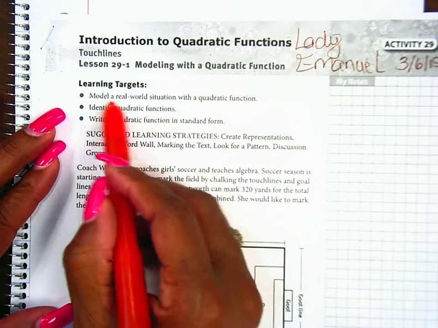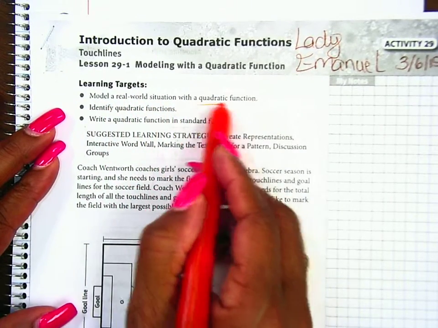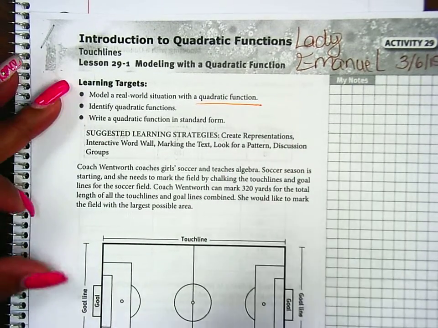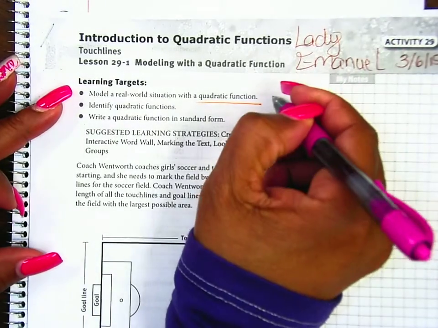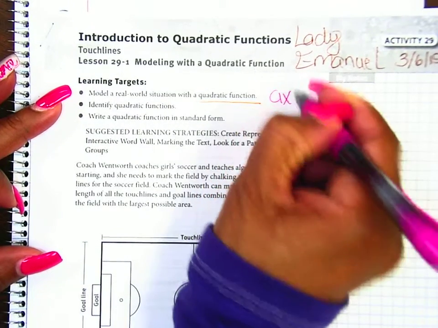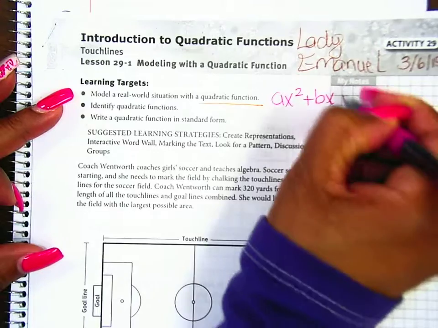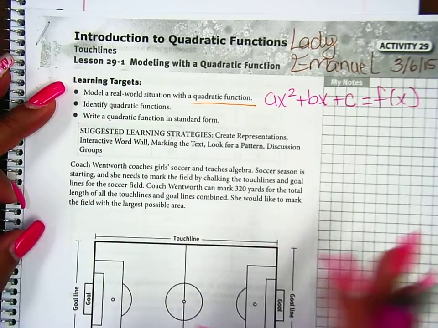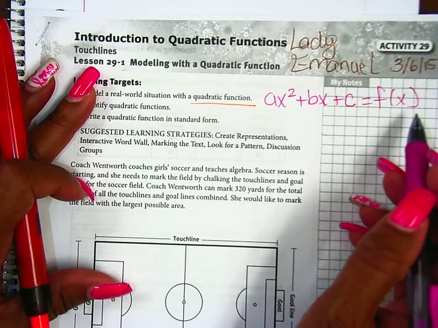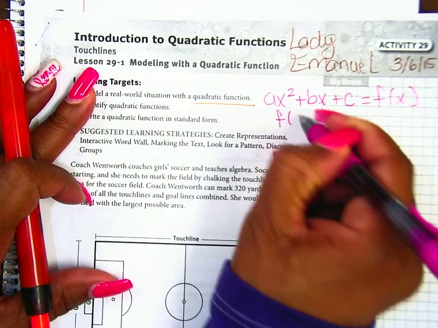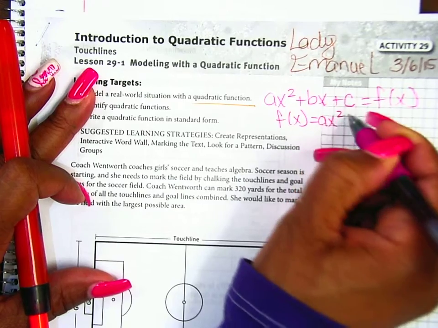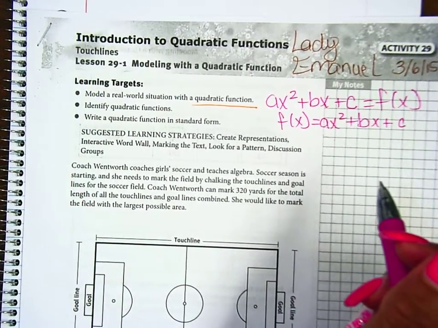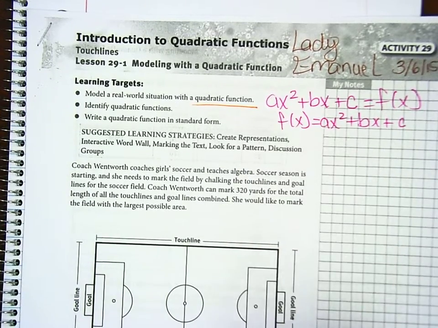The learning target is model a real world situation with a quadratic function. You may be saying, Miss E, what is a quadratic function? I'm glad you asked. In standard form it is ax squared plus bx plus c equals f of x. You could write the f of x before that, which is the same as y. So we could write it as f of x equals ax squared plus bx plus c. Keep it in mind, a, b, and c are real numbers.